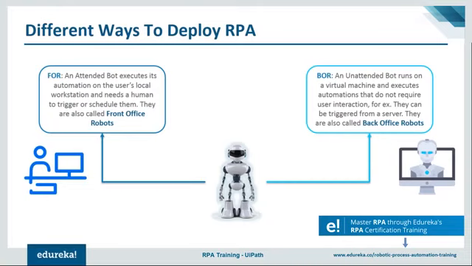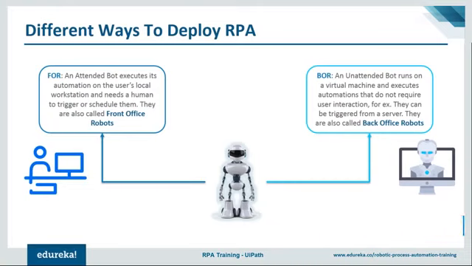When we talk about a front office robot, it is an attended bot which executes its automation on the user's local workstation. So it always needs a human trigger. That is, I ran my project, nobody else ran it, and no other automated entity ran my project. So I will always need a human touch to start my project. Or another way I can execute this task is that I can say at 3 p.m. run this particular project. That is also a way to do it.